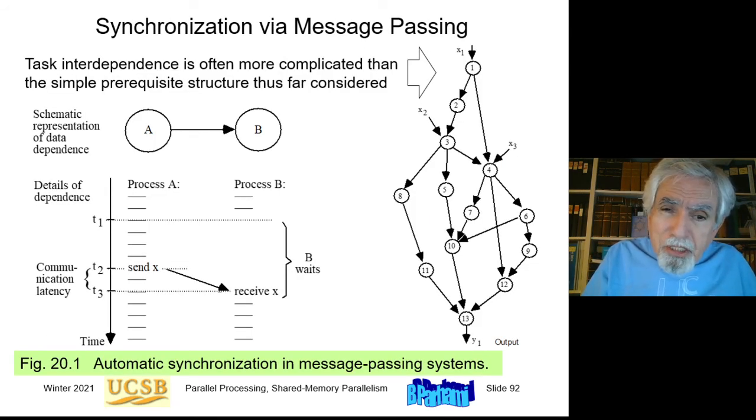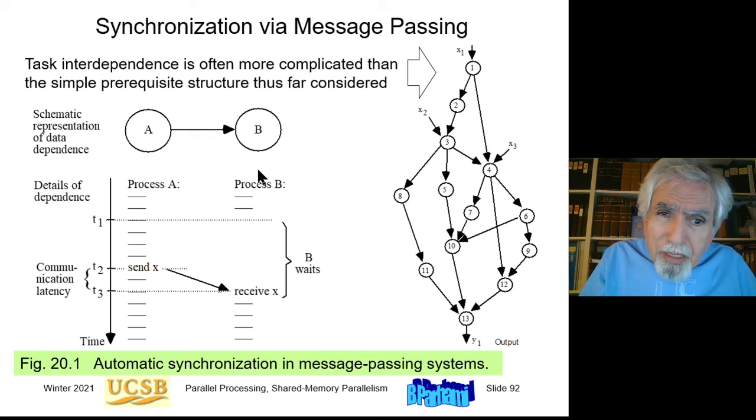Okay, synchronization can also occur through message passing. So here I've shown 2 processes, A and B. B is dependent on process A because in message passing terminology, process A sends a value X, a message X, and B receives it. In other words, for process B to continue beyond this point, it must have received the value X because it uses it in its computations here.